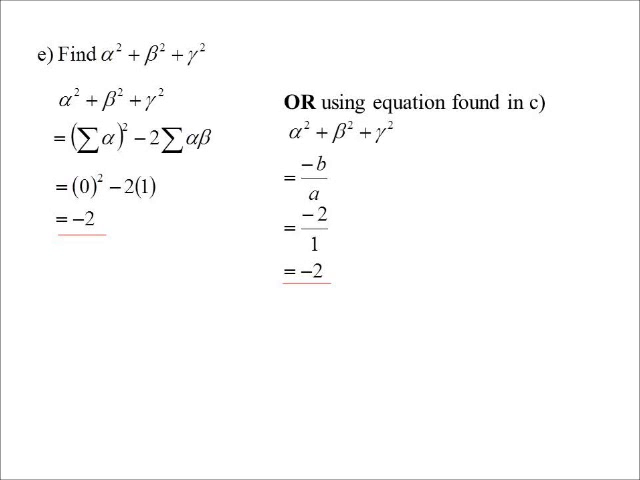However, having said that, if I had already found the equation in part C, and then like this one, they then say, find alpha squared plus beta squared plus gamma squared, it may well be easier to use the equation in part C because it's just minus b on a.